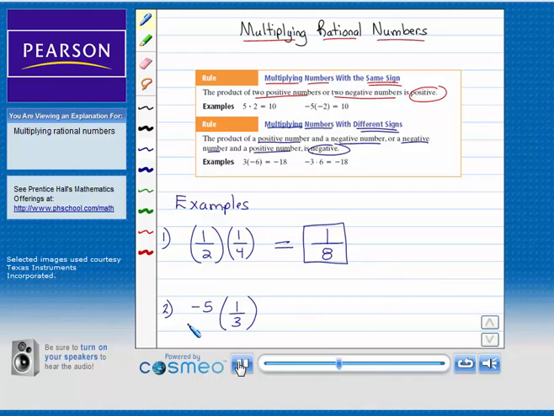Let's look at number 2. I'm multiplying a negative number times a positive number. So therefore I know my final answer is going to have a negative sign. When I do that, I multiply my numerators. 5 times 1, I'm going to get 5. And for my denominator, there's a 1 under this 5, so 1 times 3 is going to give me 3. Now I can leave it like this or change it to a mixed number of negative 1 2/3.